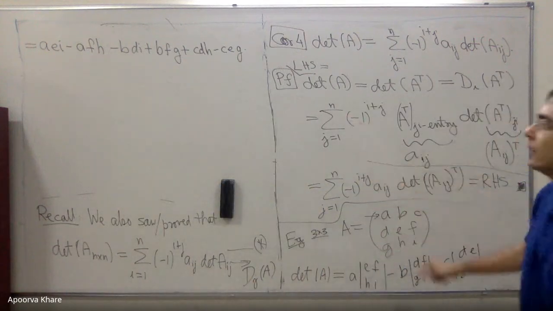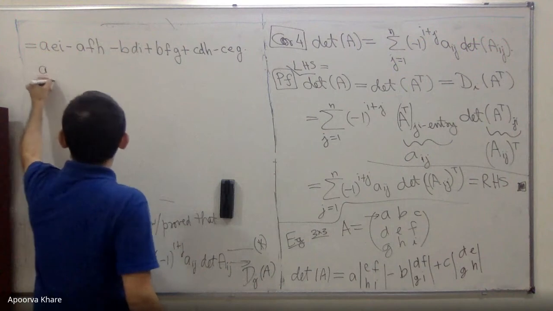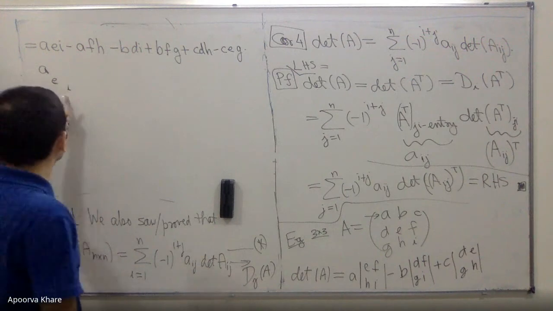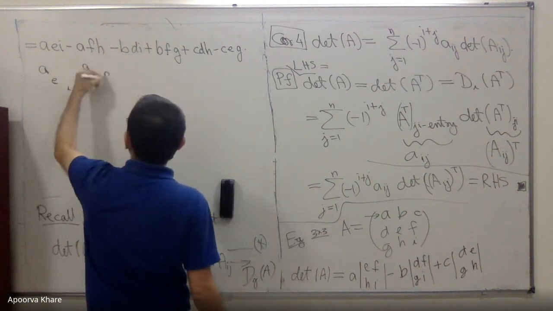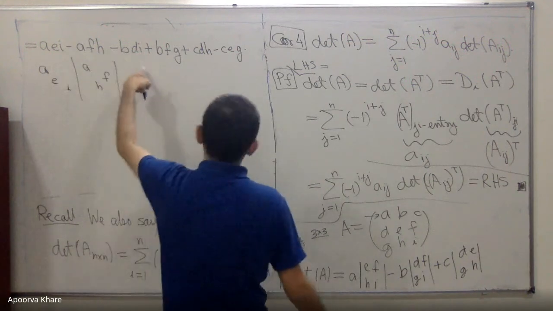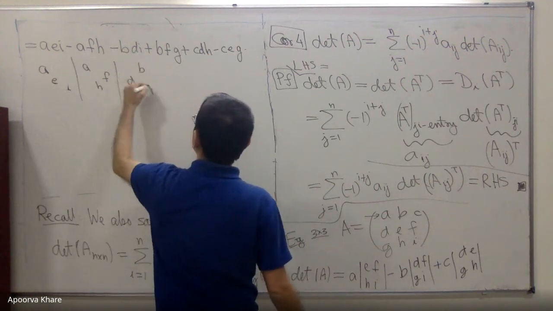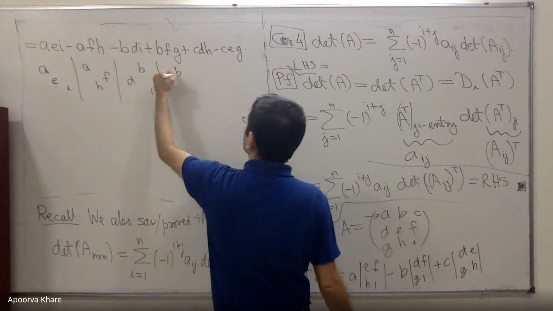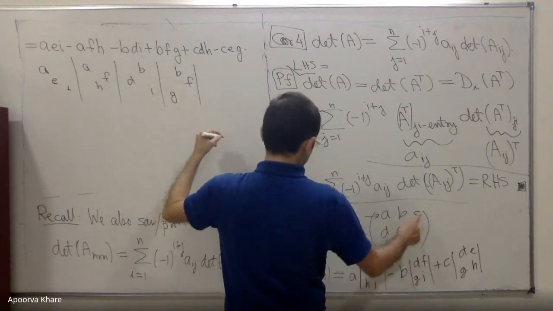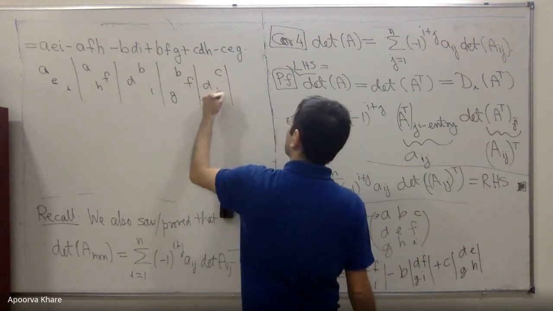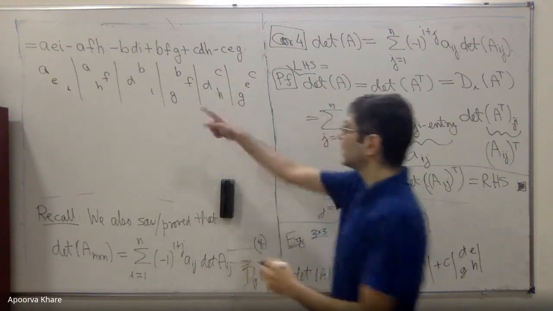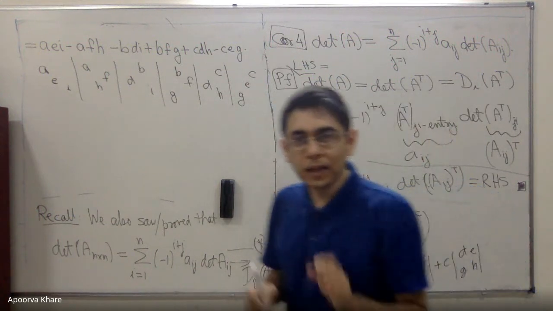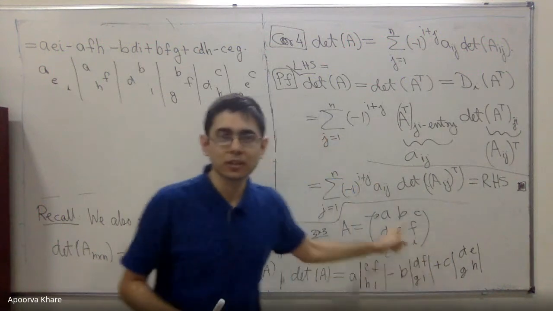Okay, so term number 1 is, I'll write these down. So A, E, I. Okay, the terms occur in different rows and different columns. A, F, H, then B, D, I, B, F, G, C, D, H, and then C, E, G. You see that each of the 6 terms corresponds to the entries of the matrix that occur in different rows and columns. And there are exactly 6 possible such configurations where I can choose.